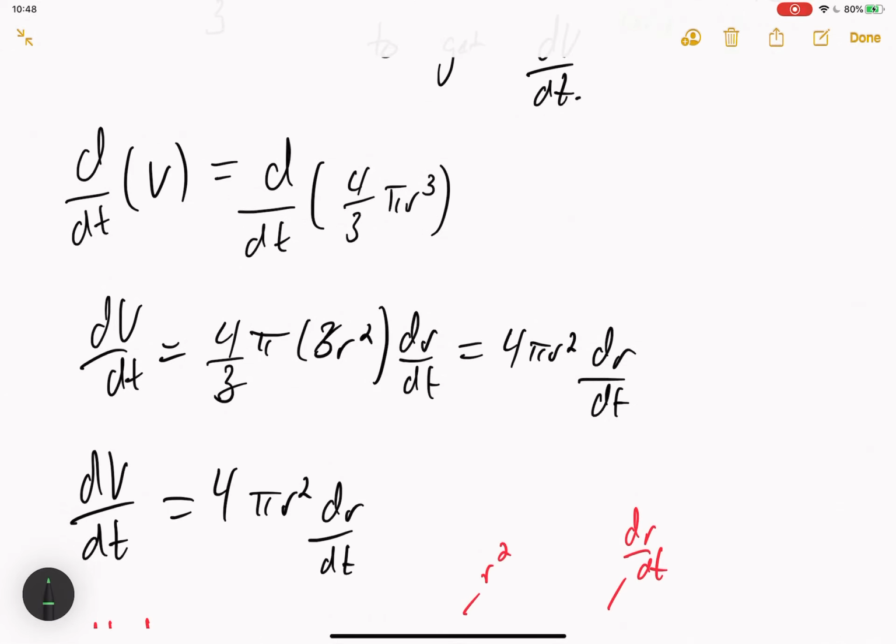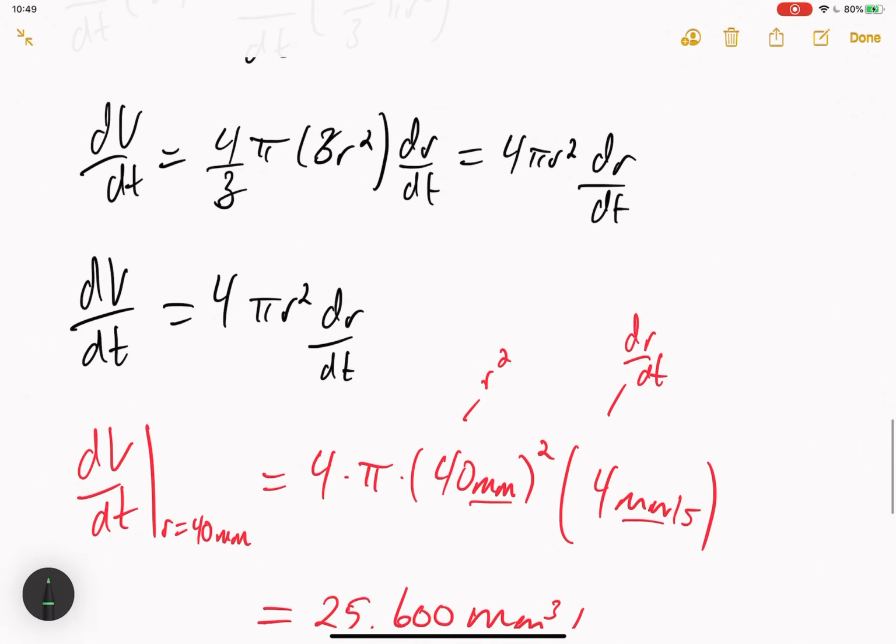So what we got was d/dt of V is equal to d/dt of 4/3 πr³. So we get dV/dt, the change in volume, is equal to 4/3 π times 3r² times dr/dt. Because the fact is that we really have V(t) and r(t), because our volume and our radius are really functions of time. So once we took the derivative, we got dV/dt is equal to 4πr² dr/dt.